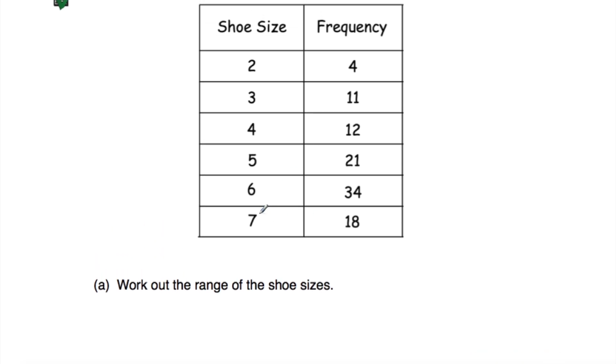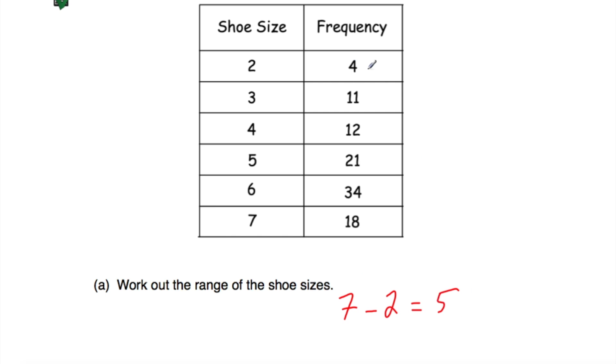It's not the median yet, that will come later on. We've been asked in part A to find the range of the shoe sizes. Remember, the range is the largest subtract the smallest. The largest shoe size is 7, then we subtract the smallest, which is 2, and 7 subtract 2 is equal to 5. So the range of the shoe sizes is 5.